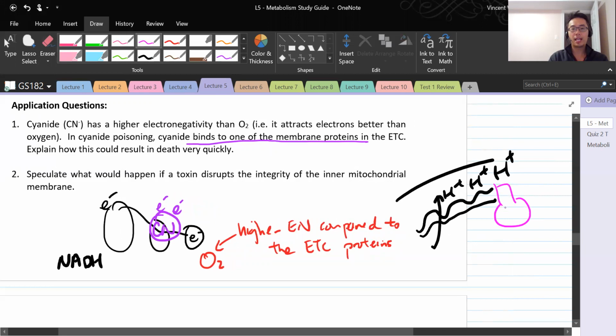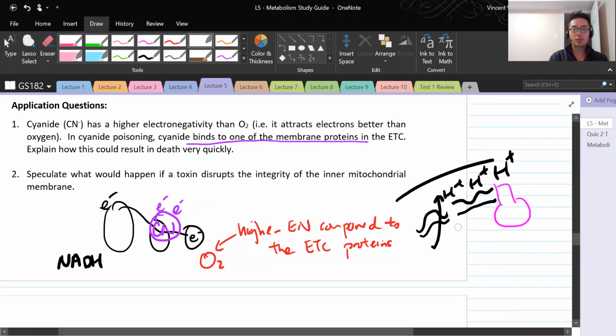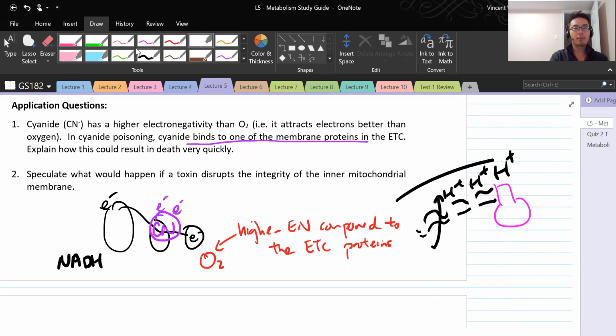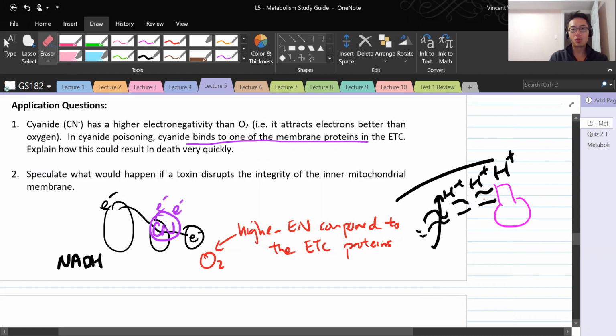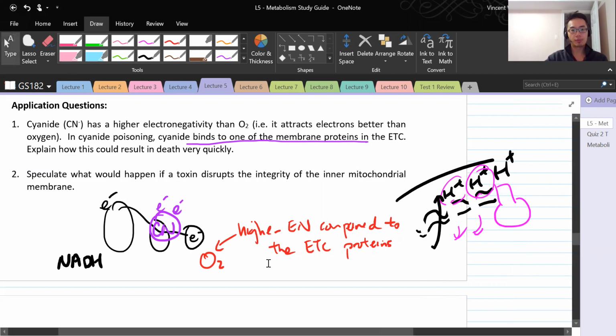It will have to go through the ATPase. But in this case, they're saying what happens if we disrupt the integrity of the inner mitochondrial membrane? So, you know, there is a bunch of holes in it. Well, then the H+ is just going to leak right back through without going through the ATPase. And if that happens, then you are not going to be able to generate ATP at maximum capacity, right? So that's going to be a problem. You will not have enough ATP for your cells.